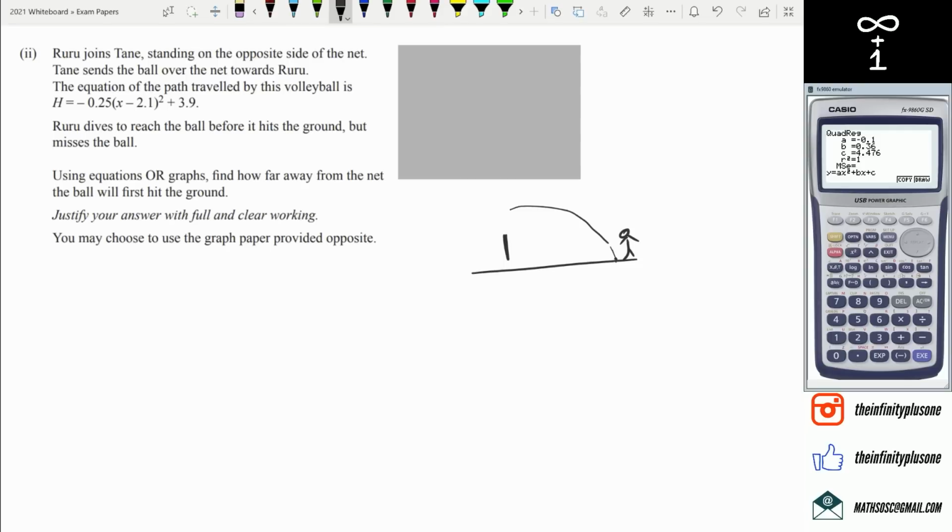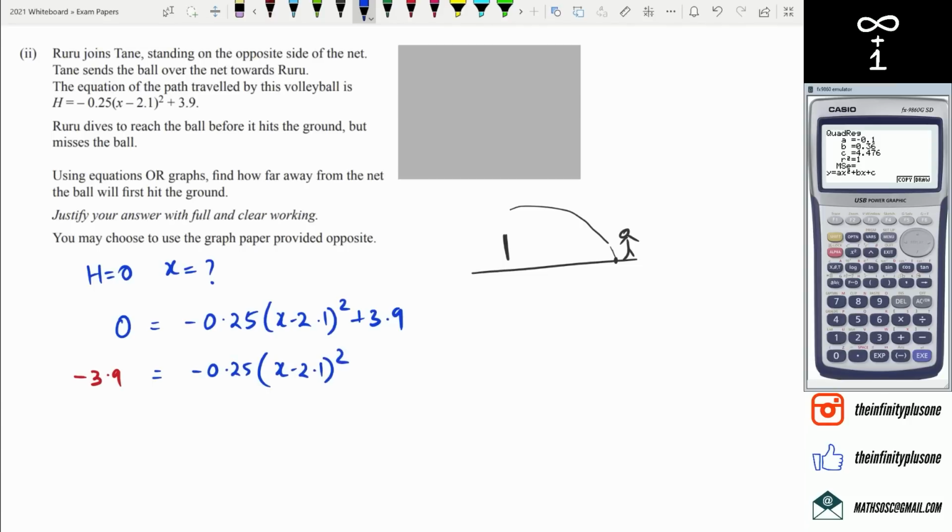Because Ruru is going to miss the ball, we want to try and figure out what the landing point is. So basically what we're looking for is when h is equal to 0, what is x? So we're just going to substitute h equals 0 into the main equation. X minus 2.1 squared plus 3.9, and it's just a matter of rearranging everything. So bring the 3.9 to the left-hand side, it becomes minus 3.9. And we've got negative 0.25 x minus 2.1 squared. Then we've got to divide by negative 0.25. What's that going to give us? All right, so that's giving us 15.6.